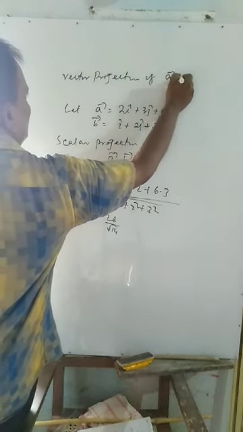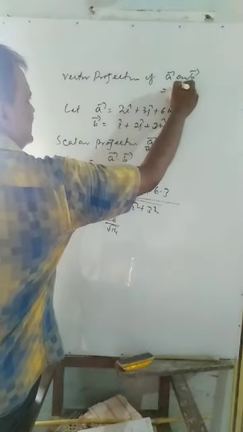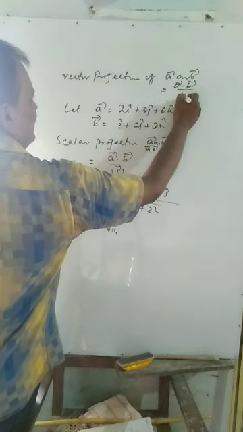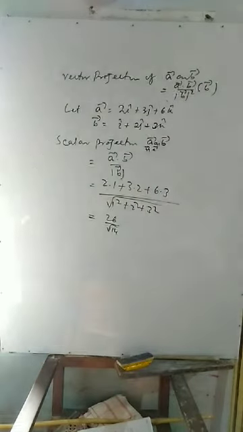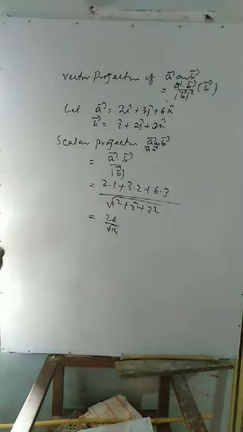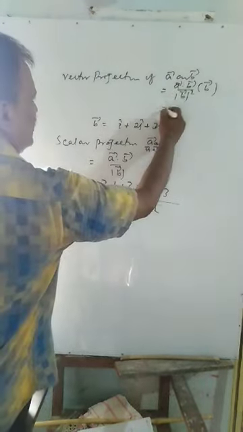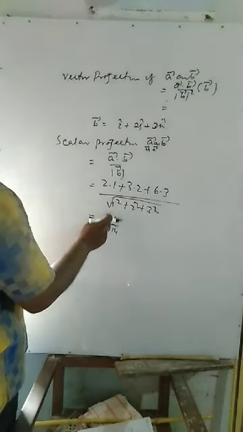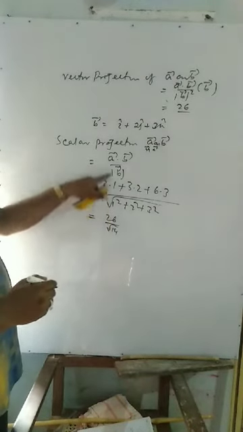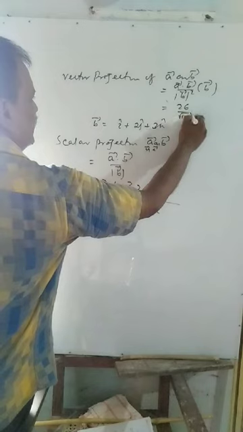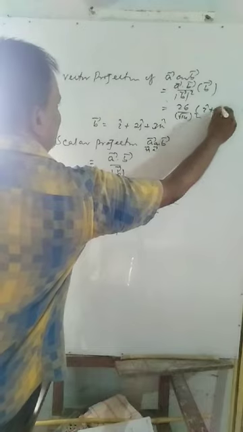Vector projection of A on B, your formula is A dot B by B vector magnitude square into B vector. You wait, what is given? A dot B equals 26. You put 26 by the magnitude of B, which equals root 14, root 14 square, into B vector. B vector equals i cap plus 2j cap plus 3k cap.